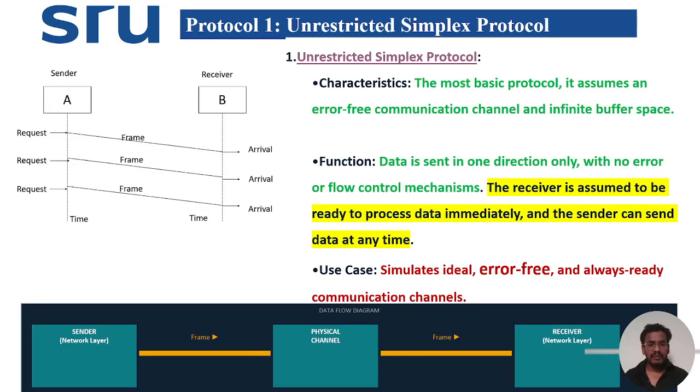Here we will discuss each simplex protocol in depth. The first protocol is the unrestricted, or one-way, protocol. This is a one-way method of data transmission. Coming to the characteristics, it is the most basic protocol and assumes an error-free communication channel and infinite buffer space.